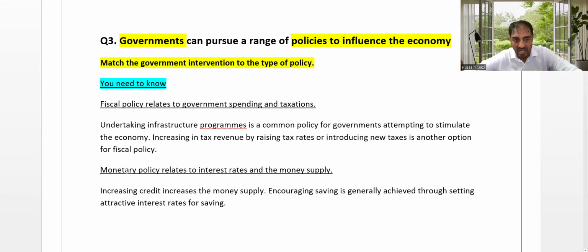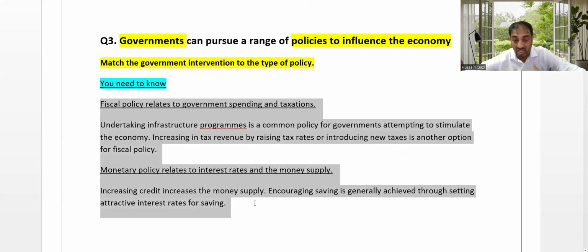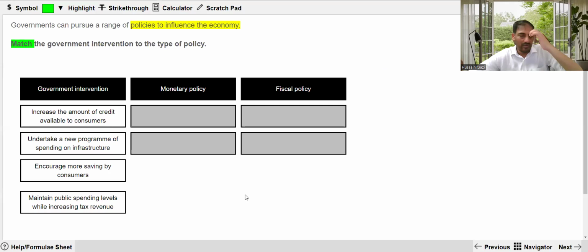And the monetary policy is related to the control of money supply, that is, the interest rate and the money supply. Increasing credit, increasing money supply, all these things. Encouraging saving is generally achieved through setting attractive interest rates for saving. So these are the general points you need to know. Number 1, yes. Now it's time to match the answers one by one.